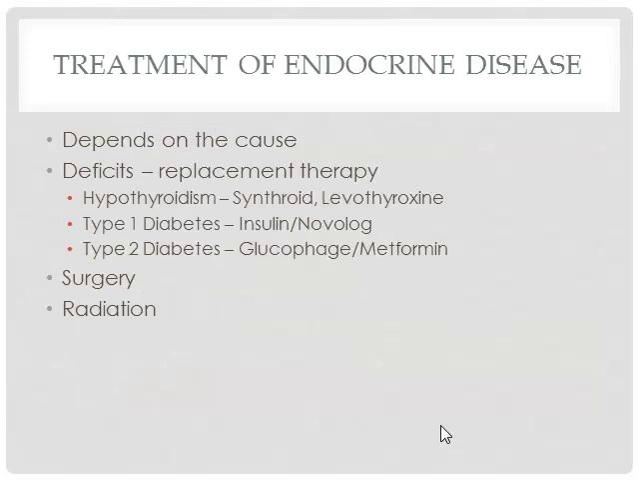So the treatment of endocrine disease is going to depend on the cause. For example, if we have not enough hormone available, then they're going to try and replace that amount of hormone. For hypothyroidism, they might give Synthroid or levothyroxine. In type 1 diabetes, they might give an individual insulin and Novolog. In type 2 diabetes, they might give glucophage or metformin. If the endocrine disease is bad enough, they might do surgery or radiation.